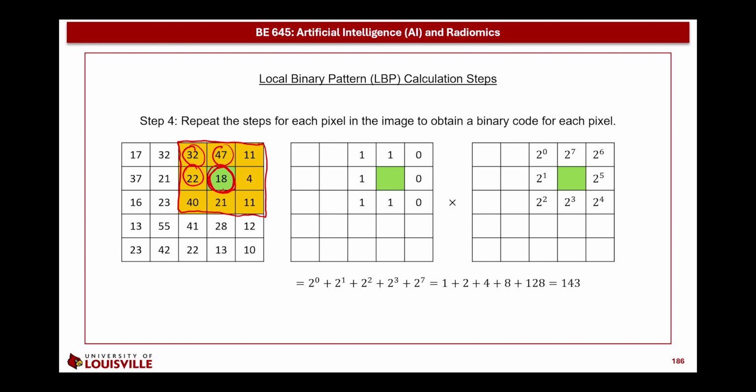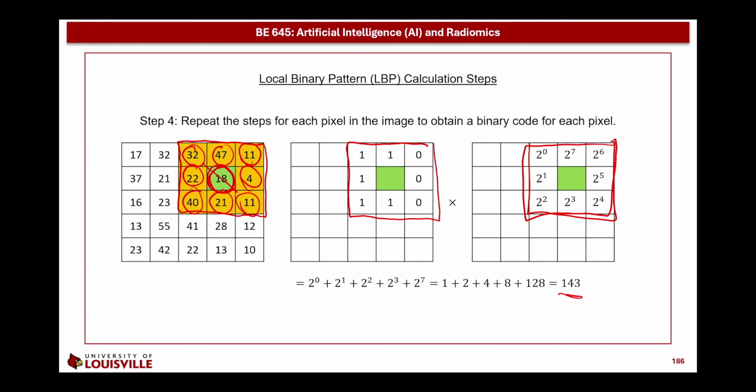These values are higher than 18, so the binary code for them will be 1. Other values, 11 and 4, will be zeros because they are less than 18. So now you have the binary code. You multiply pixel-wise by 2 raised to the power of the index and sum all of these numbers. You obtain 143. You then replace 18 by 143. You will loop on all of the pixels and obtain another matrix with the new values.